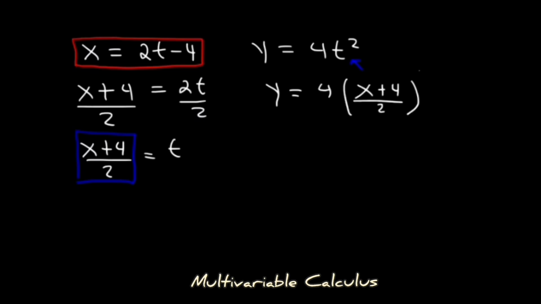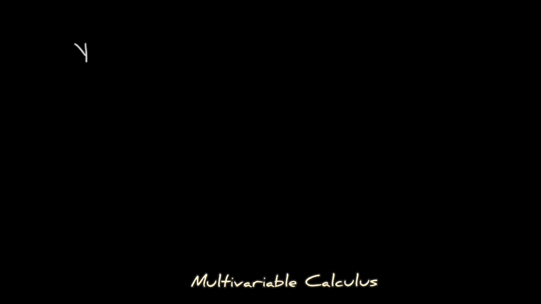Now this is t squared, so we have to square x plus 4 over 2 squared. 2 squared is 4. And on top we have x plus 4 squared. 4 divided by 4 is 1, so we can get rid of those two. Therefore, we have this function, y is equal to x plus 4 squared. So how can we graph this particular equation?